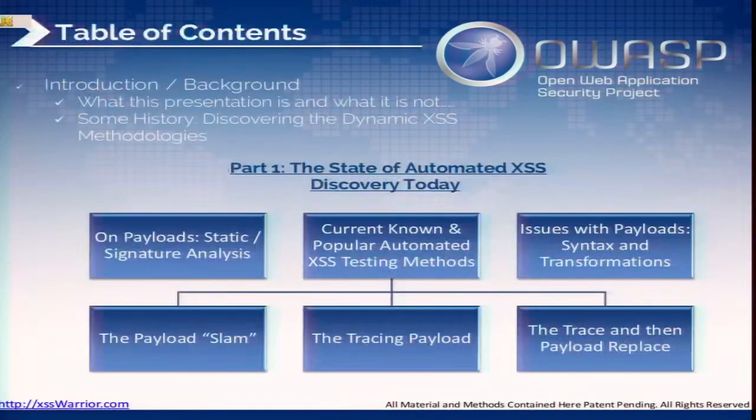So the state of automated cross-site scripting discovery today is that, for the most part, it's signature or static-based analysis with payloads. And the 3 most general methods, which I'll go into, are what I nickname the SLAM, the tracing payload. That's the most common way. That's what you're probably seeing today in a lot of the stuff in your environment. And then there's another method out there. The first one and the last one aren't really used anymore, but they're historical. The middle one I put in the middle because it has a better flow: trace, and then trace and replace.